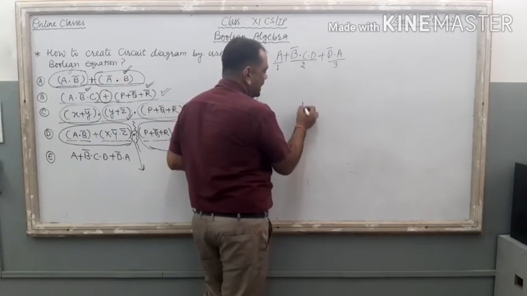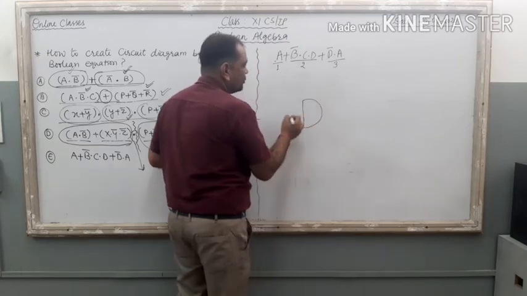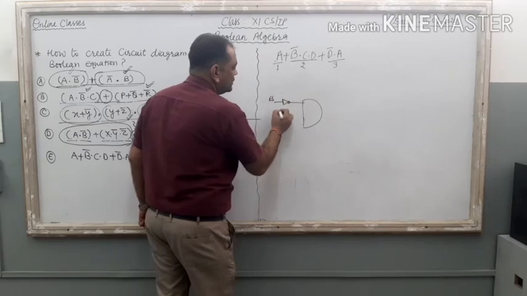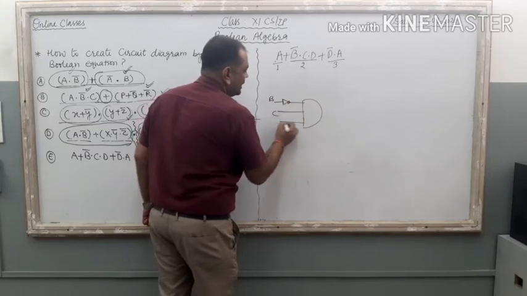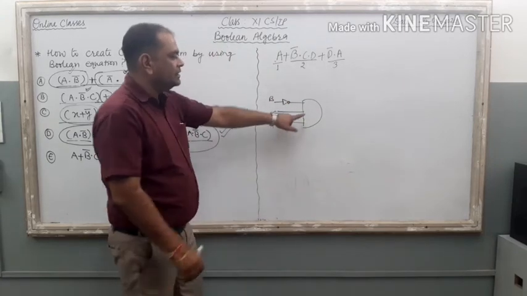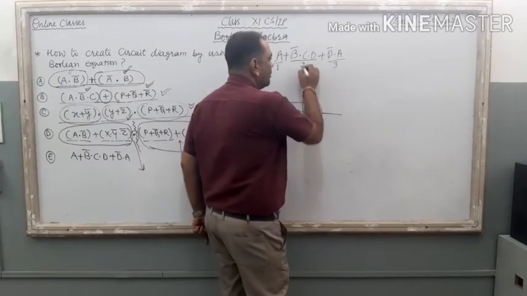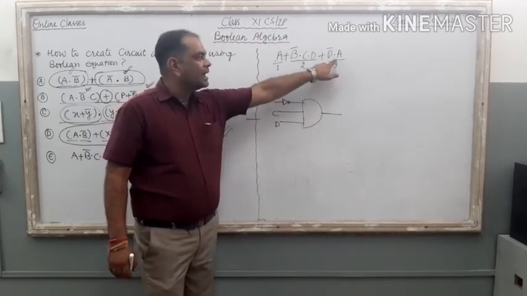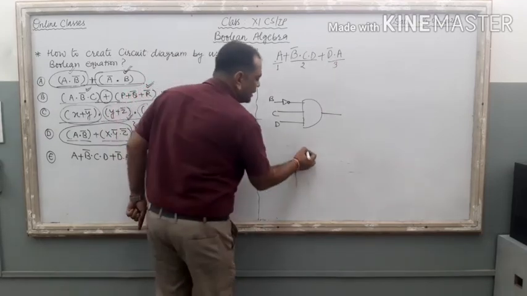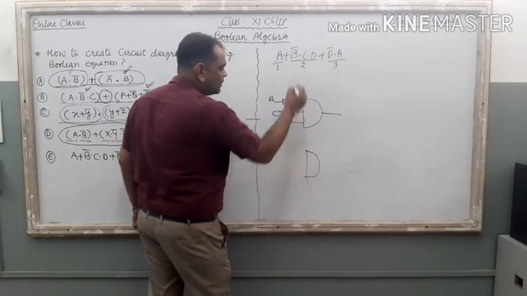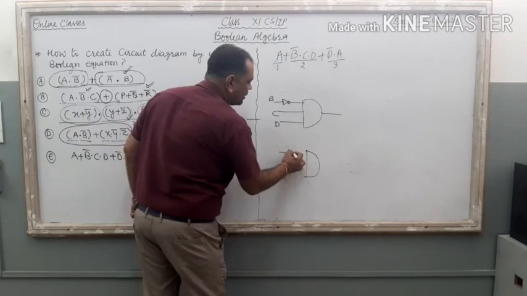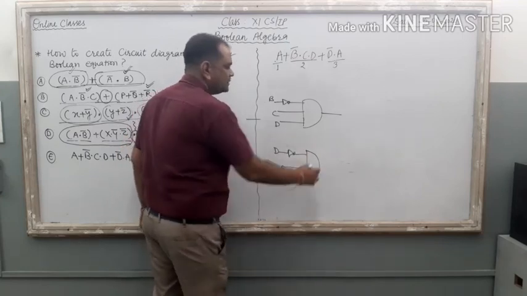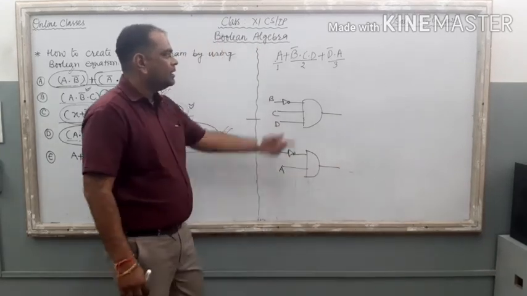Dot means AND gate. So very first I am going to draw AND gate. B bar means B with NOT, C direct line, and D also direct line. So this diagram is there for part number 2. Now part number 3, again dot means AND gate. So just draw the AND gate. First input is D bar, and the second input is A, the other line.